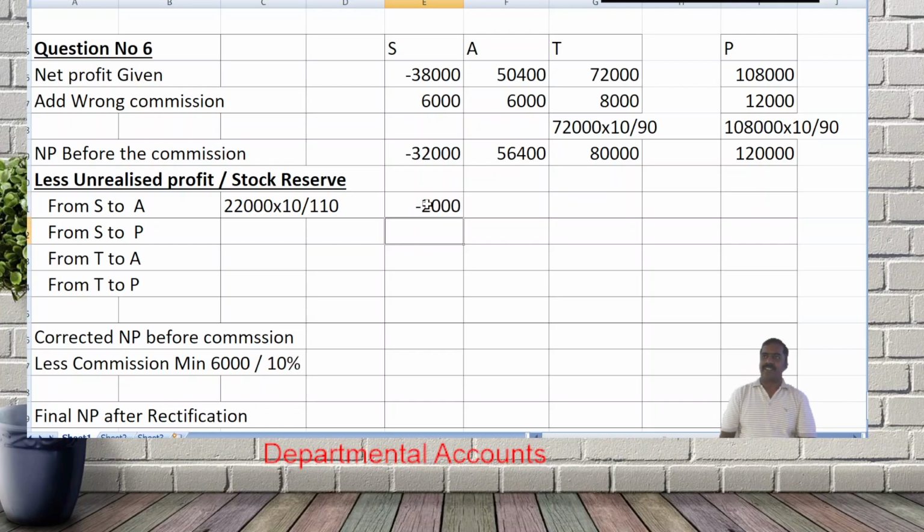A has already bought at invoice price. What is the logic in going to A and removing the profit? Who charged the profit? S. Stock is with A, but profit is with S. Our profit is included by S, so remove from S. We are not removing stock; we are removing profit. Profit is removed from the department which has charged it. Otherwise, this unrealized profit is included in the profit of S. Many people went and reduced it from A, right? Stock is with A but profit is with S.